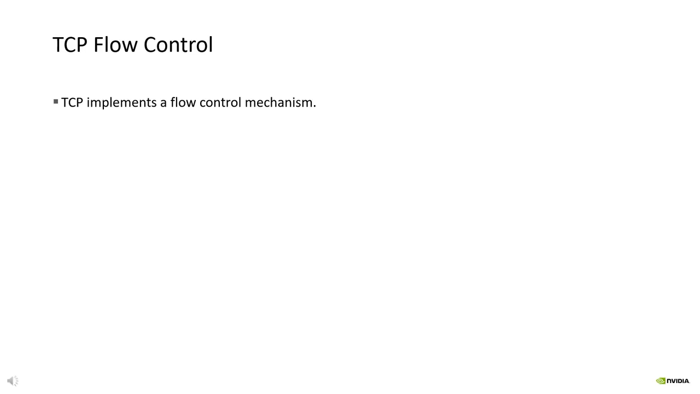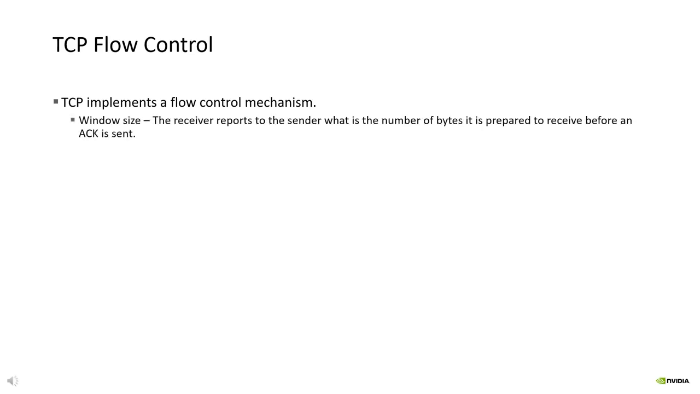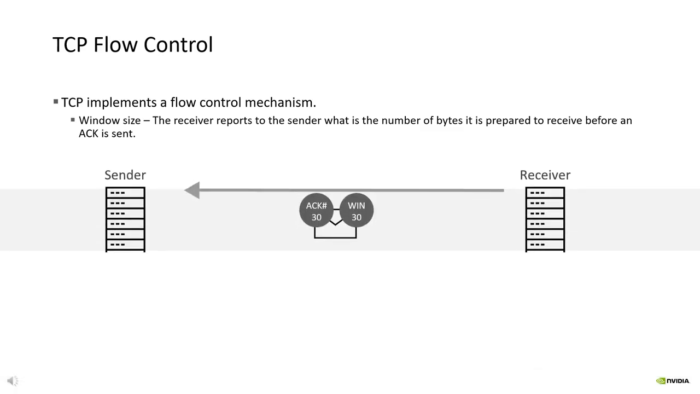Let's see how TCP flow control works. To control the amount of data that the sender sends, the receiver will advertise its receive window size, that is, the spare room in the receive buffer, or the number of bytes it is prepared to receive before an acknowledgement is sent. In this example, the receiver acknowledges the first 30 bytes with acknowledgement number 30, and reports to the sender that it can receive an additional 30 bytes with window size 30.